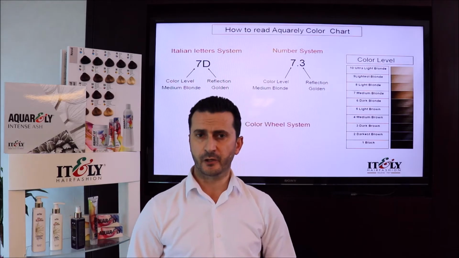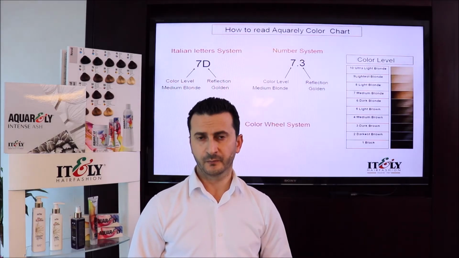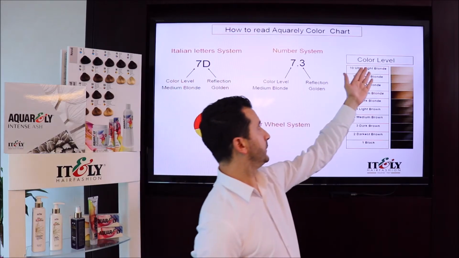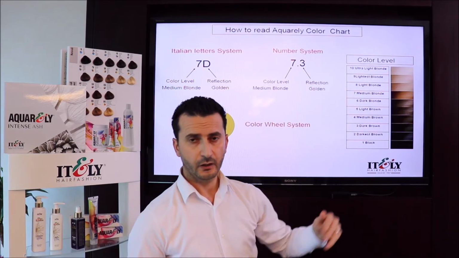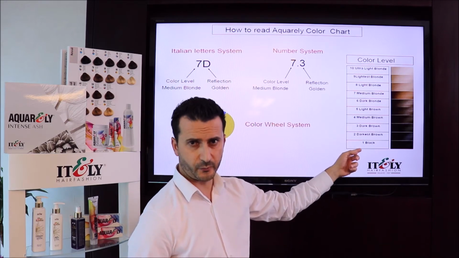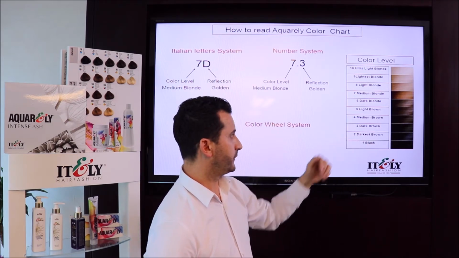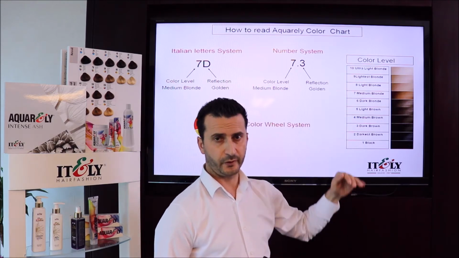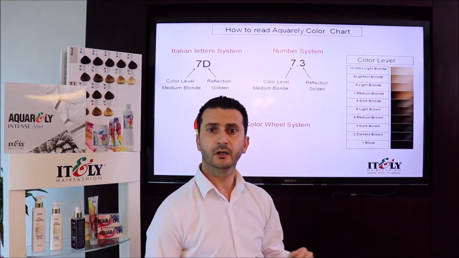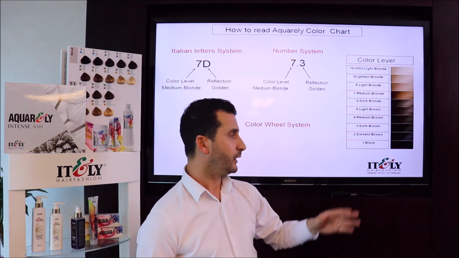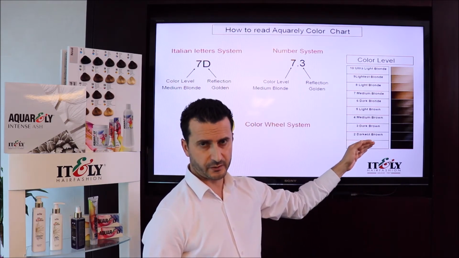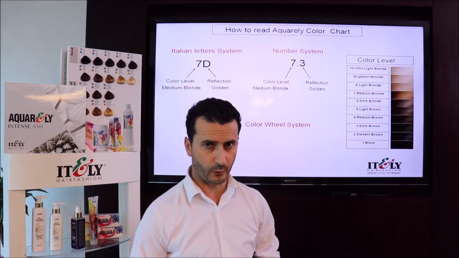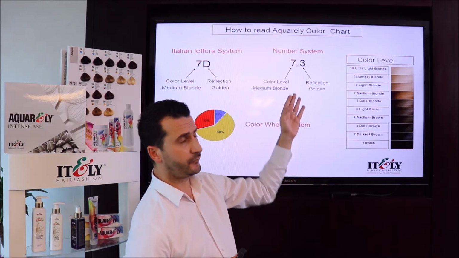Also, there are some expressions we usually use with hair coloring, like the color level and the color reflection. The color level starts with number 1, which is black, then 2 is the darkest brown, until we reach level 10. So the greater the number, the lighter the shade. Starting from 1, the darkest black, we reach level 10, which is the lightest blonde.